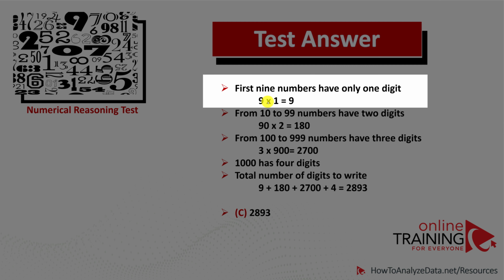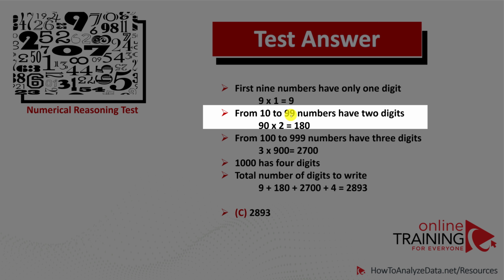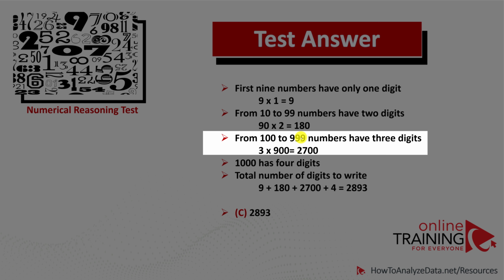For 1-digit numbers, we will be writing 9 1-digit numbers, and this can be counted as 9 multiplied by 1. From 10 to 99, numbers will have 2 digits, and we will have 180 digits total, which could be counted as 90 multiplied by 2. From 100 to 999, numbers will have 3 digits, and we will have 2700 of those digits, which is calculated as 3 multiplied by 900.